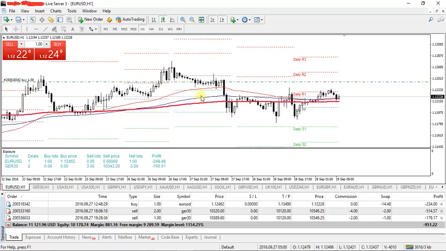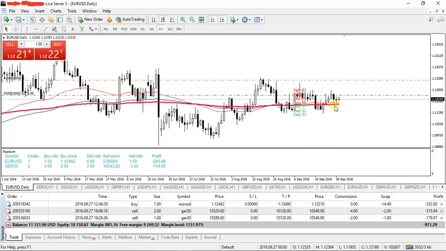Here you can see the three lines: one red line, one blue line, and one dark red line. So this is the 50-day EMA, that means the 50-day exponential moving average, and this is the 100-day exponential moving average. So basically I use this support, resistance, pivot, and these moving averages to trade. Here you can see the exposure, how many positions I have, and how many lots I have. Okay, let's go to the daily chart of euro dollar.